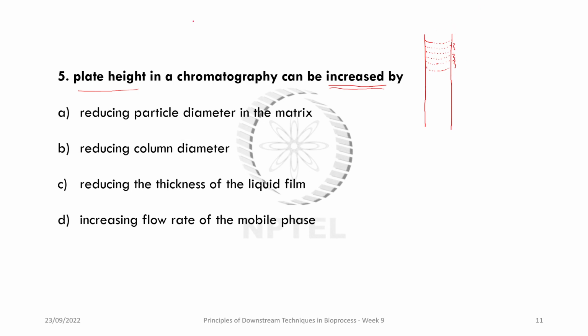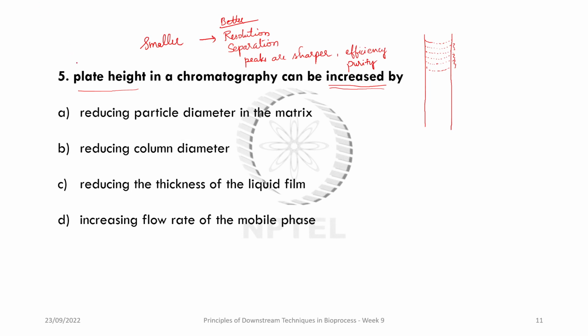And plate height, the smaller the plate height, the better is the resolution, separation. The peaks are going to be sharper. Correct? The efficiency is going to improve. Purity is going to be better because you have better resolution. Right?